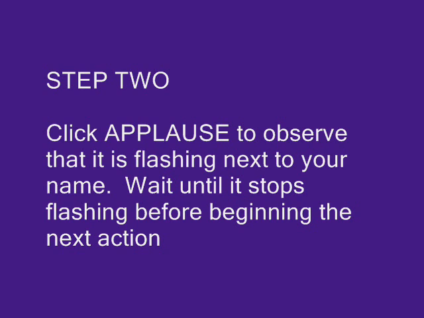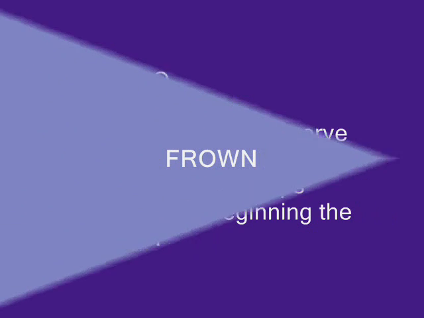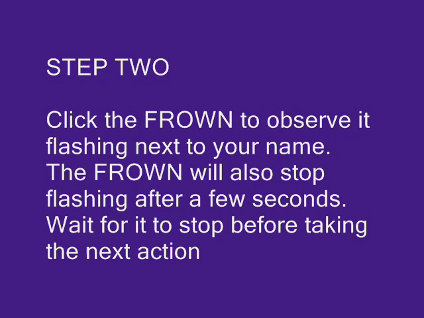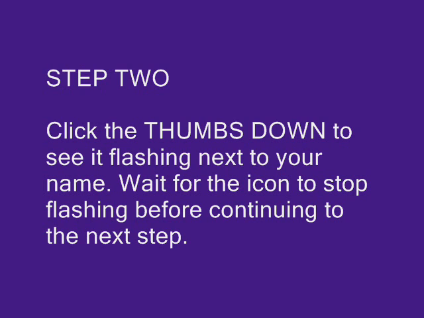The next action is to click frown. Observe it flashing next to your name, and wait for it to stop flashing before beginning the next action. Finally, click the thumbs down and observe it flashing next to your name, and again, wait for it to stop flashing before taking the next action.